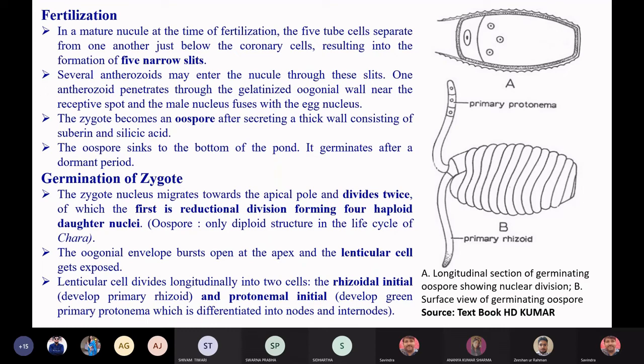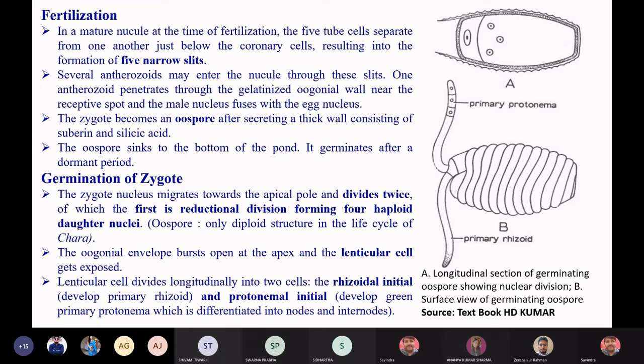At the time of fertilization, corona cells or the tube cells will give space to the male antheridial cells, and when it gets fertilized, it will not allow the other sperm to fertilize the same egg cell, and now it will be known as the oospore. This zygote is known as oospore because of its thick cell wall.